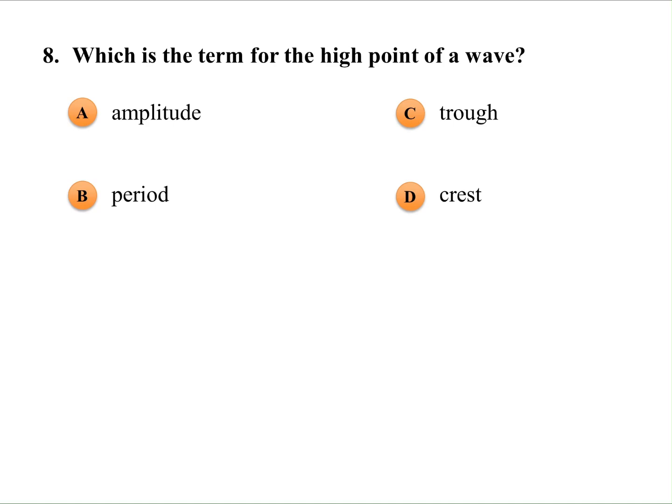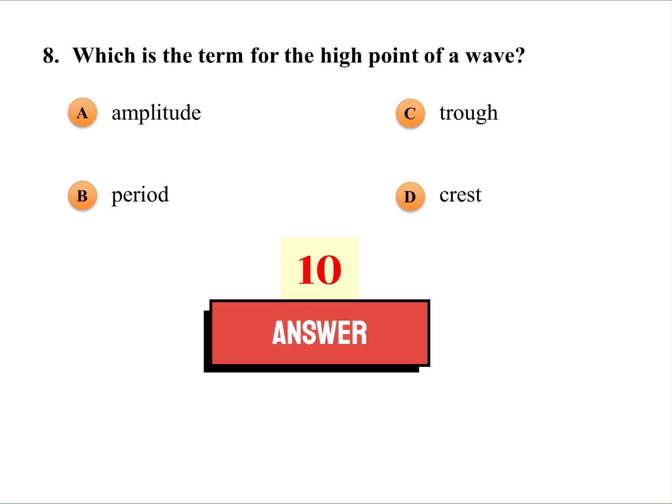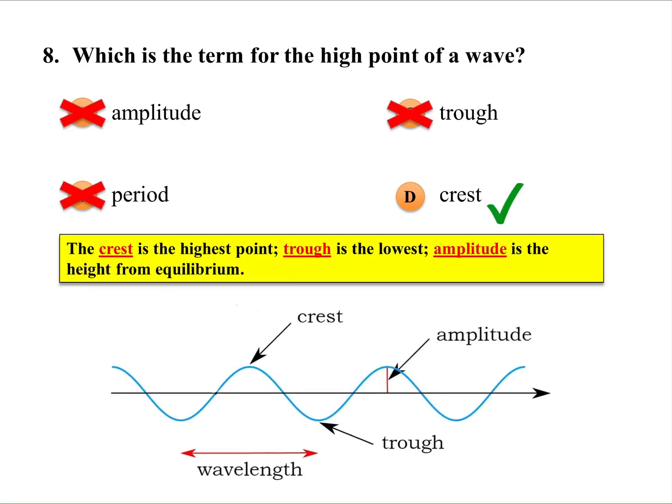Which is the term for the high point of a wave? The correct answer is D, the crest. Crest is the highest point, trough is the lowest, amplitude is the height from equilibrium.